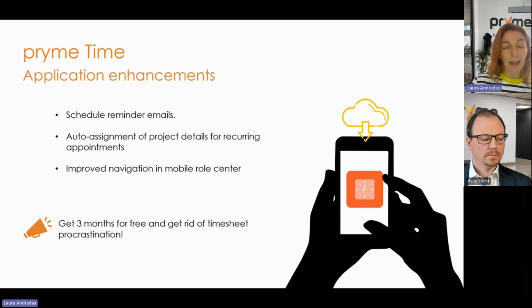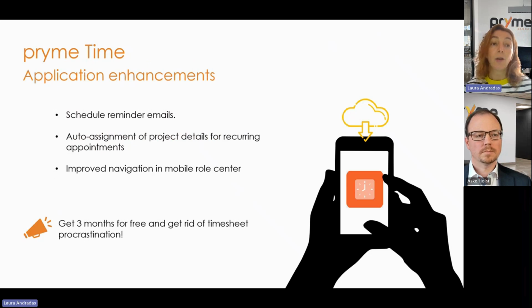Let's see what's new for Pryme Time, our intelligent time tracking solution. Now you can schedule reminder emails for both managers and resources who have to submit their timesheets so that they can be sent out regularly. When creating time entries from Outlook, there are some project details that are populated from previous entries. Which details are those? Well, the project, the work type, and the task.